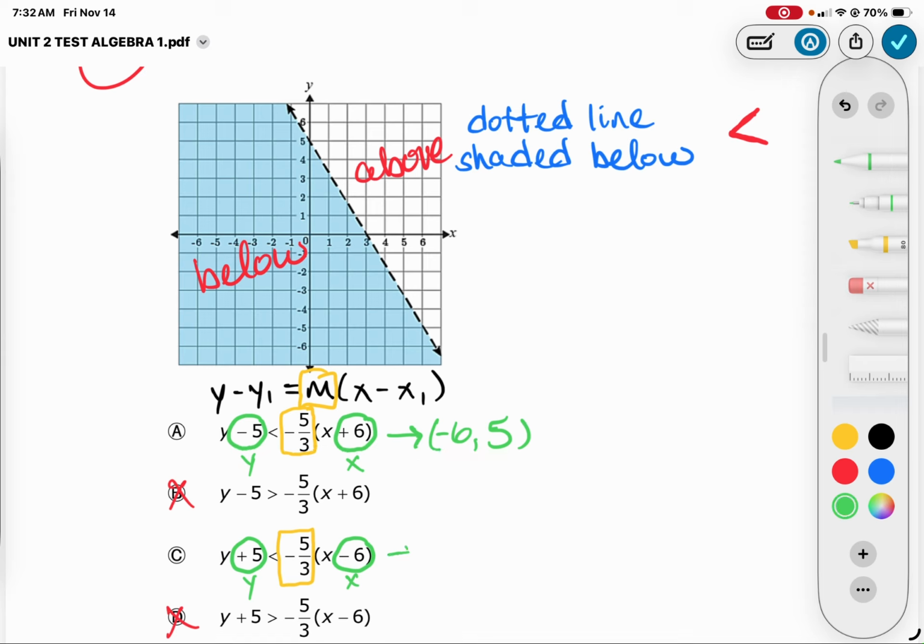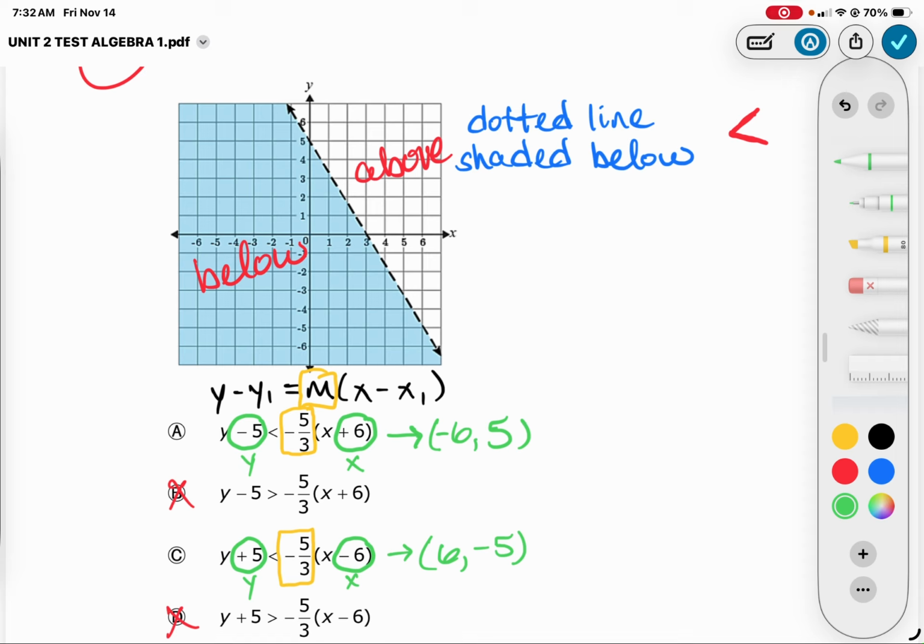And then same thing for C. C is going to be the opposite. So instead of -6, it's going to be +6. And y is going to be -5. Now, we just need to plot both of those points to see which one actually falls on the line.